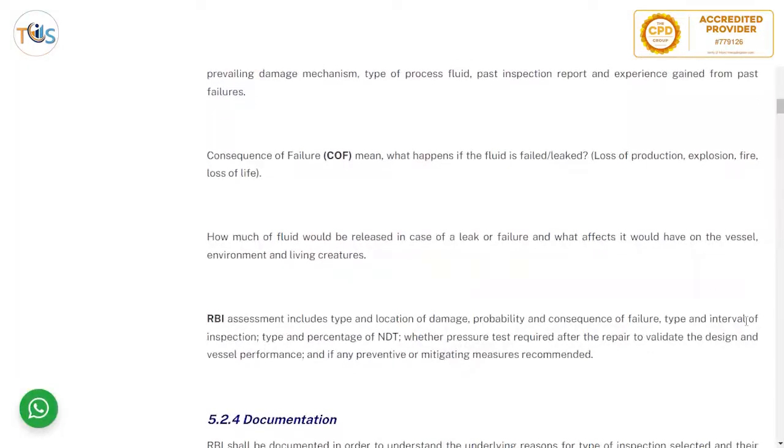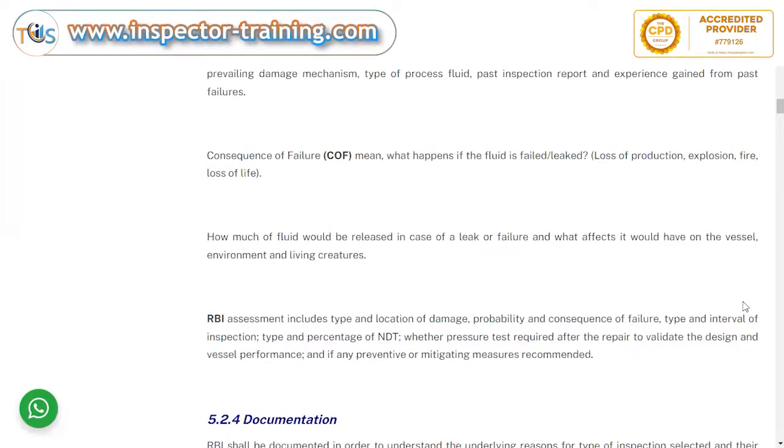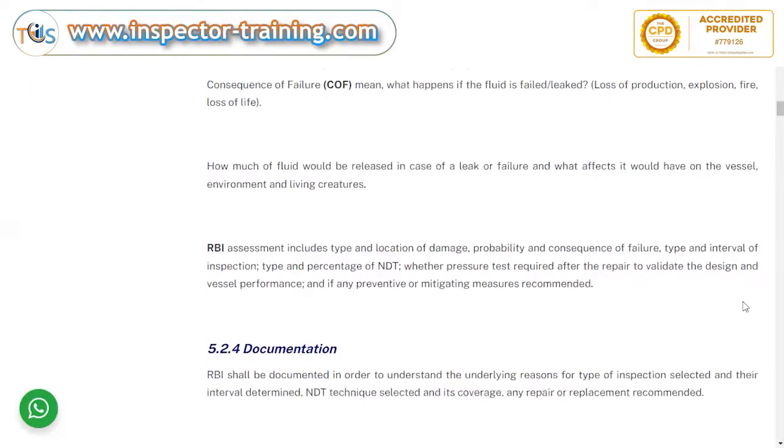Consequence of failure means what happens if the fluid is leaked or the vessel fails, because leaking means failure according to RBI. Loss of production, it could be explosion, it could be fire, and it could be even loss of life. How much fluid would be released in case of a leak or failure, and what effects it would have on the vessel, environment, and living creature.